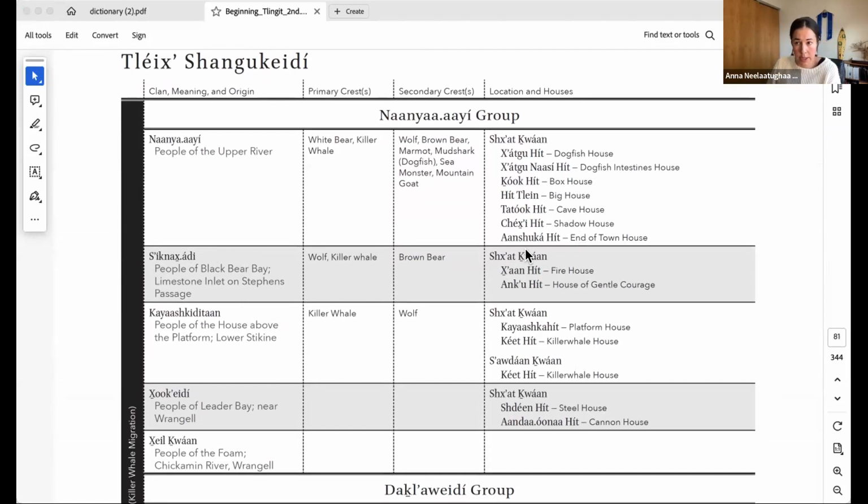And so the table is organized by clan on the left, its meaning and origin. Then just to the right of that, primary crests, and then secondary crests. The fourth column is location and houses. So the first group is Nanya'ai. And so we have Nanya'ai, people of the upper river.